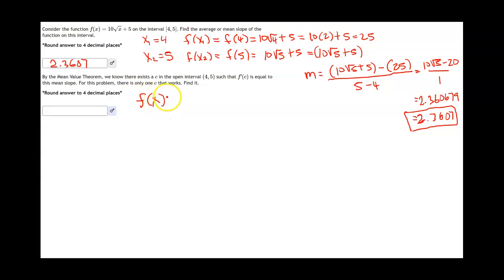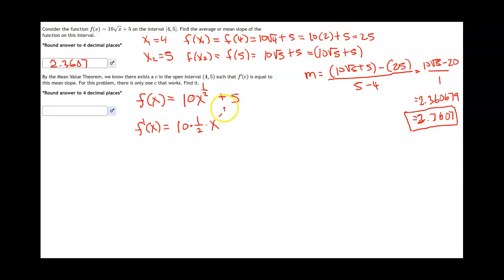So f of x is equal to 10 radical x, but remember before we differentiate, we need to write the radical x with a rational exponent. So instead of 10 radical x, I'm going to write 10x to the 1/2 power, plus 5. And then from here, I need to figure out what is my f prime of x. So for that, the 1/2 comes down. I have 10 times 1/2, and I subtract 1 from this, which is the same thing as 2 over 2, and I get x to the negative 1/2 power.